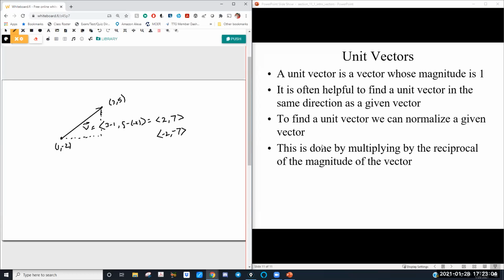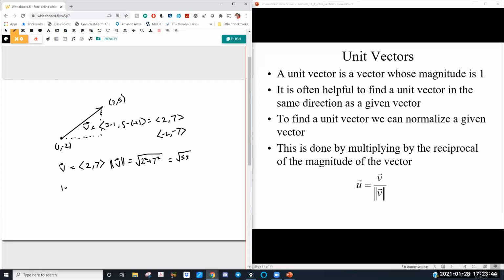Well, what does that mean? We take that by multiplying the vector by the reciprocal of its magnitude. Let's take a look at that. So if I wanted to find a unit vector for 2, 7, so I want a vector in the direction of 2, 7 that has a magnitude of 1. First thing I do, let's see, we called this guy V. First thing I do is I find the magnitude of V. Well, that's our Pythagorean theorem, square root of 2 squared plus 7 squared. So we got square root of 53.